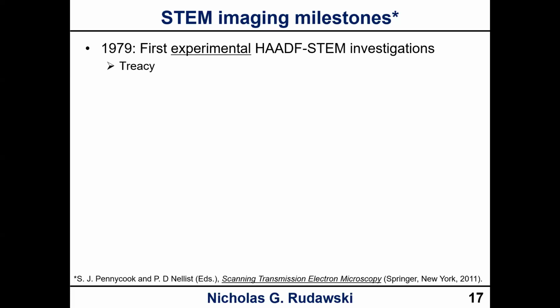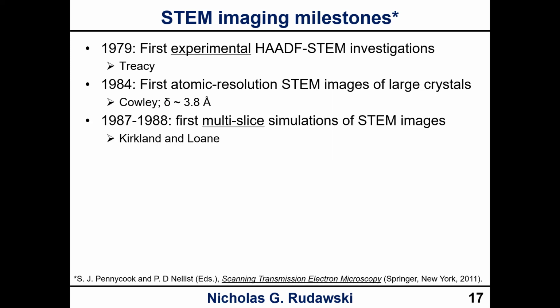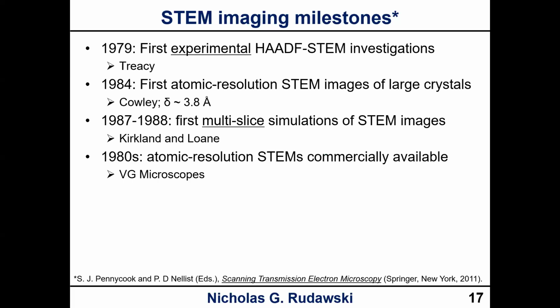In 1979, we have the first experimental HAADF-STEM investigations. In 1984, this was the first atomic res STEM imaging of large single crystals, right? So this would be like a silicon wafer, for instance. And then in 1987 to 89, these were the first multi-slice simulation of STEM images. And so multi-slice simulation approach, this is actually what MuSTEM uses, and this is routinely done now and is critical actually in understanding STEM data.